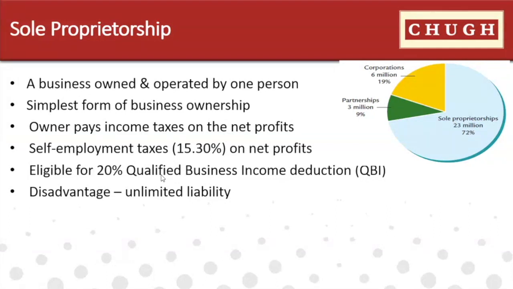The biggest disadvantage of sole proprietorship is unlimited liability. Let's say a sole proprietor conducts a business, and if something goes wrong and a customer or some other party files a lawsuit, then there is no limited liability. He is pretty much exposed on all personal assets, which is a very big disadvantage.